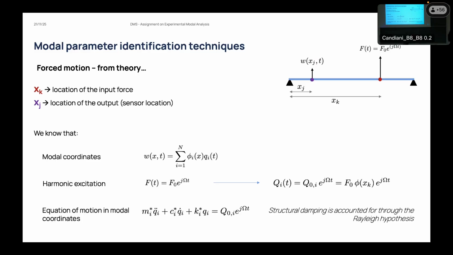If you proceed with the computation of the modal mass and the modal stiffness, and you account for the damping with the Rayleigh hypothesis, so combining the stiffness and the modal mass, you could obtain the equation of motion for the system in principal coordinates as mi star qi double dot of t plus ci star times qi dot of t plus ki star times qi of t equal to F0 phi i of xk times e to the i capital omega t.